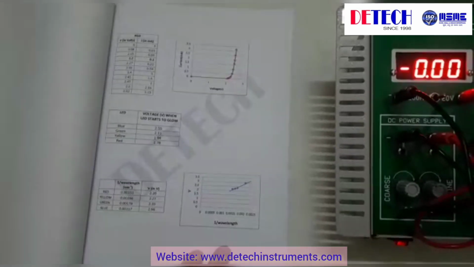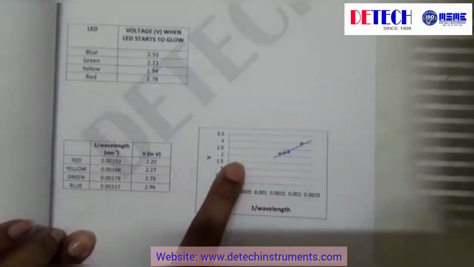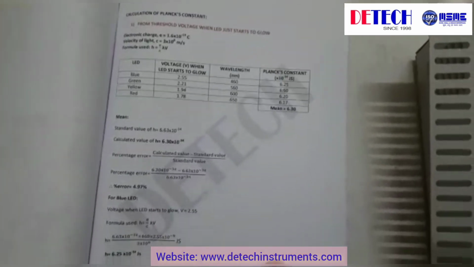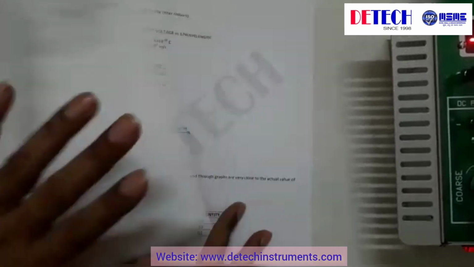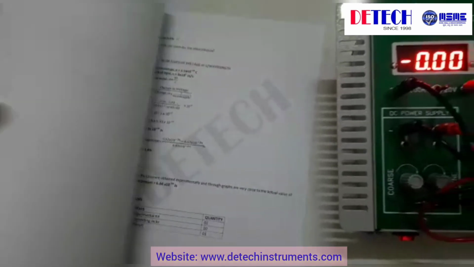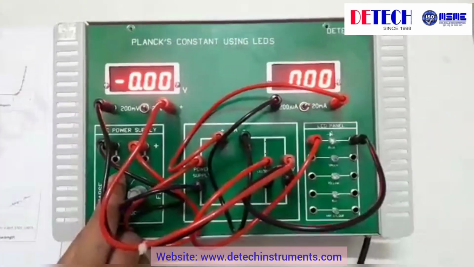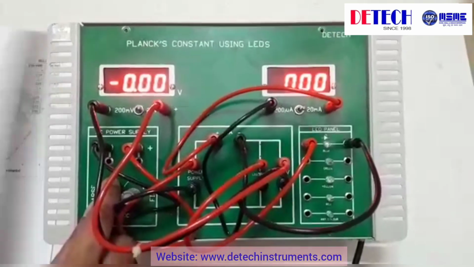And finally, the third method is by plotting the 1/wavelength versus voltage curve and finding out the Planck's constant from the slope of the curve. All the calculations have been done here in detail along with the percentage error for all the 3 methods. So let us just see what is the value for currently blue LED has been connected.